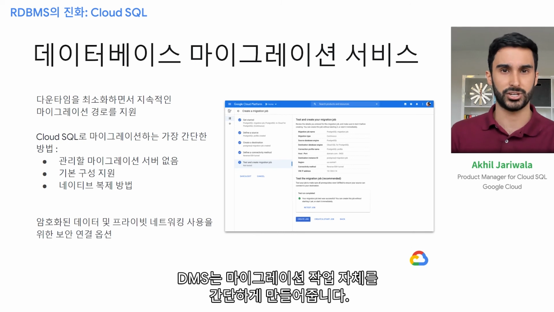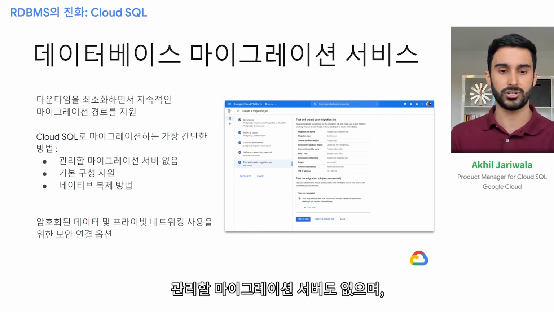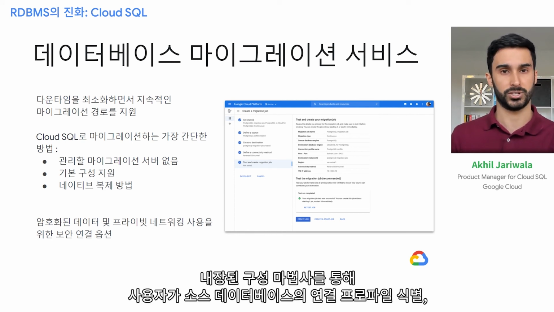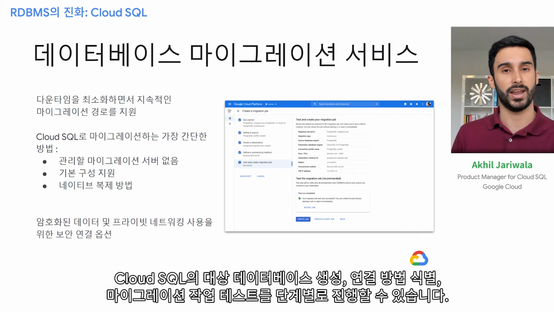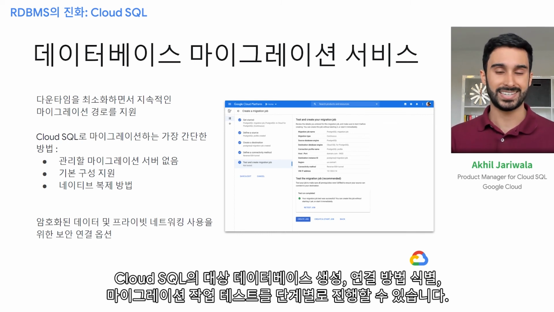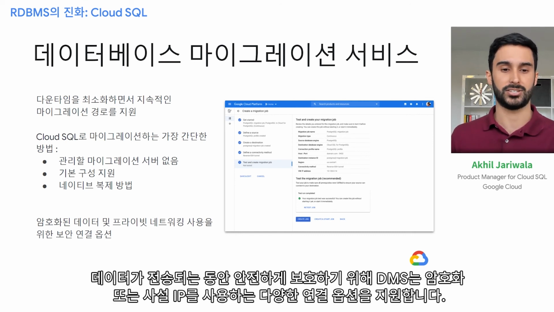DMS makes the migration task itself simple. There are no migration servers to manage, and the baked-in configuration wizard walks the user through the steps of identifying a connection profile for the source database, creating a target database or a destination database in Cloud SQL, identifying the connection method, and testing the migration is successful. To ensure that data is secure while it is being transferred, DMS supports multiple connection options that use encryption or private IP.